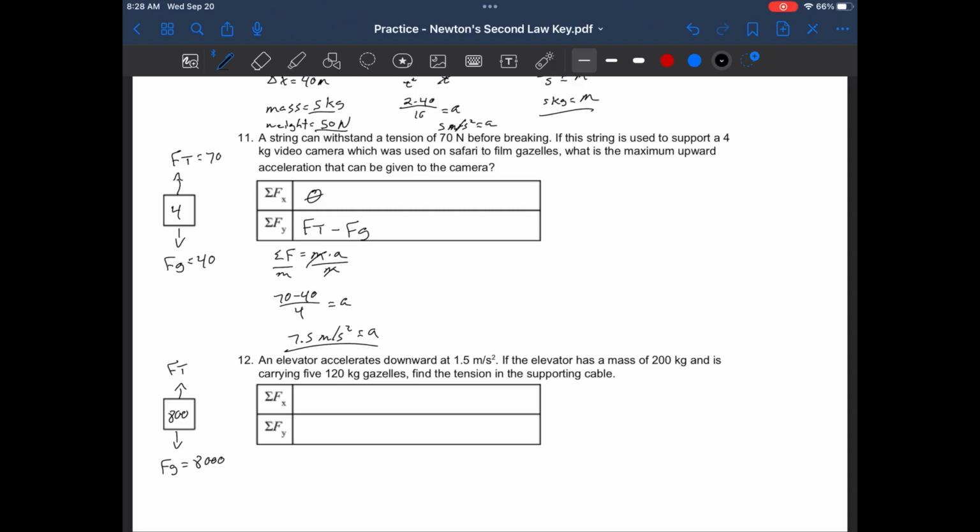There's nothing in the horizontal, no net force horizontally. Vertically, I have Fg minus Ft, and it's minus because we know we're accelerating downward, so we know the net force is downward. Fg minus Ft is my net force. Net force is mass times acceleration. So I've got Fg minus Ft is equal to m times a. I'm finding the tension. I know everything else. So if I said force of gravity minus mass times acceleration is equal to force of tension, I would have 8,000 minus 800 times 1.5 is equal to force of tension. So 8,000 minus 1,200 should be 6,800 would be my force of tension. And that's 6,800 newtons.